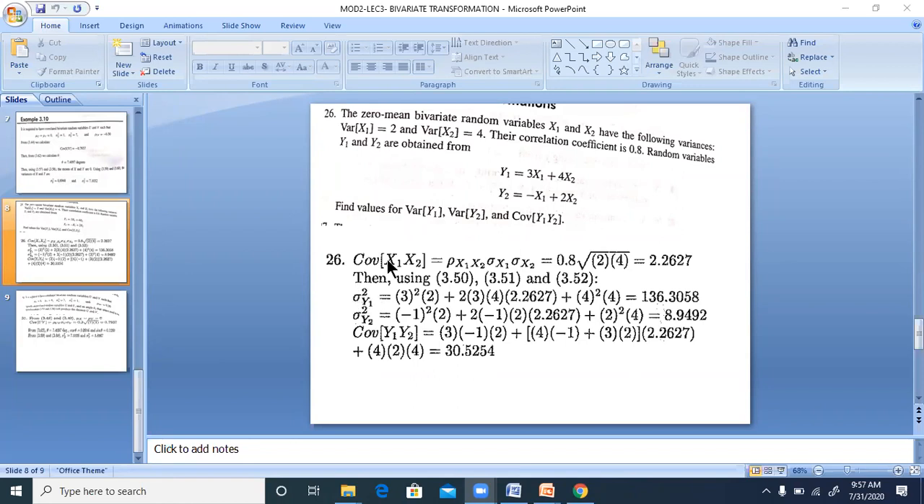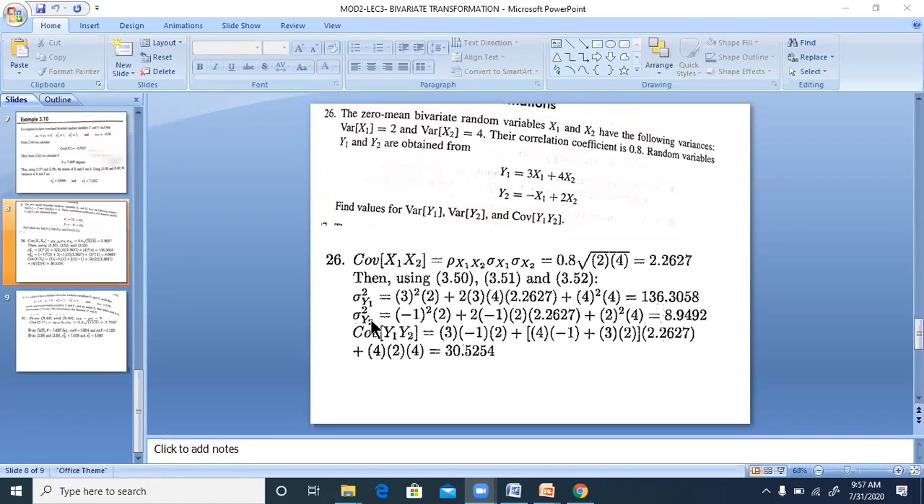Then the variance of y1 is nothing but 3 square variance of x1 plus 4 square variance of x2 plus 2 into 3 into 4 into covariance of x1, x2. So first he has written here, 3 square variance of x1 plus 2 into 3 into 4 into covariance of x1, x2 plus 4 square into variance of x2, and that will give us this.